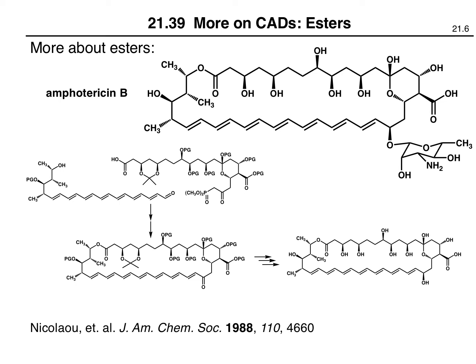This is used as an antifungal medication. Nicolau and co-workers reported the total synthesis of this precursor called amphoteronolide, and it is very similar to the final product, except that it doesn't have this sugar attached here. But they made these two big pieces, and then here is a carboxylic acid and an alcohol, and this used a macrolactonization method to form this ester, where this is the bond, the new bond that was made.